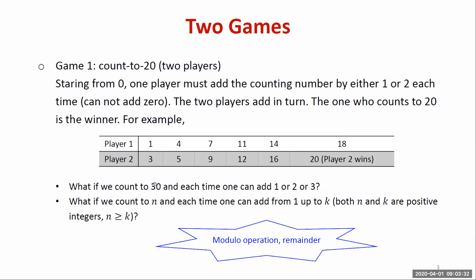For example, player 1 can add 1, so gets 1. Player 2 adds 2, gets 3. Then player 1 adds 1, gets 4, adds 1, gets 5, 7, 9, 11, 12, 14, 16. And finally, player 1 adds 2, gets 18, and player 2 adds 2, gets 20. So player 2 wins. Whoever gets to 20 is the winner. Any volunteer want to play with me?